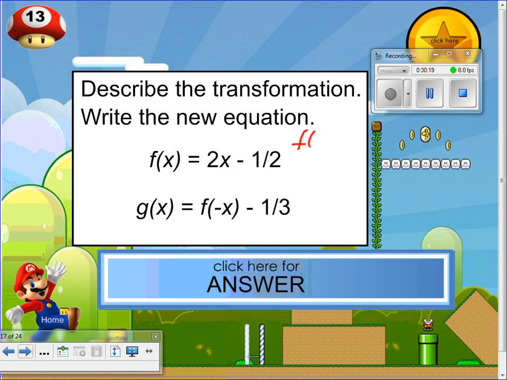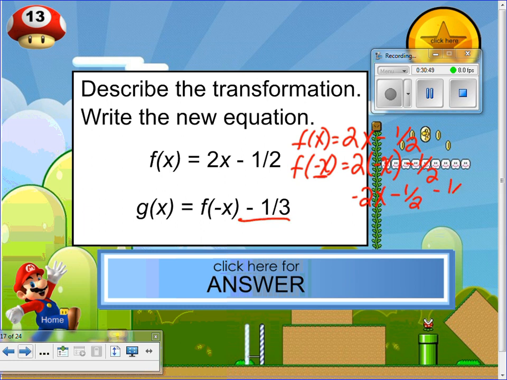So we have f of x is equal to 2x minus a half. And instead of f of x, we have f of negative x. So we're going to replace x with negative x. Instead of 2 times x, you're going to have 2 times negative x minus a half, which is going to give you negative 2x minus 1/2. And then once you have that, subtract a third from that entire thing.